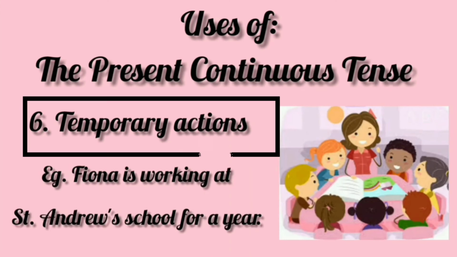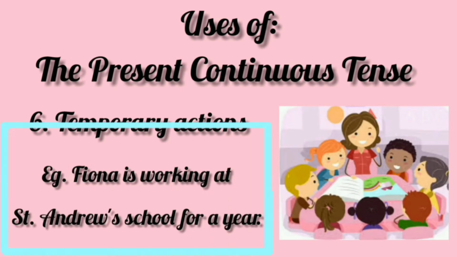The next use of present continuous tense is for temporary actions which might not be continued in the future. For example, Fiona is working at St. Andrew's School for a year. Here, "is working" shows that Fiona for the past whole year has been working, but it is not a guarantee that she will continue the work in the near future as well.